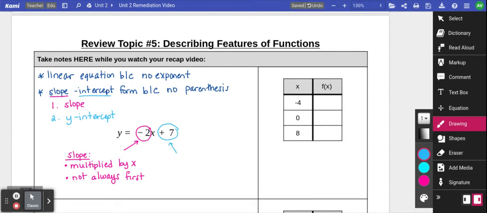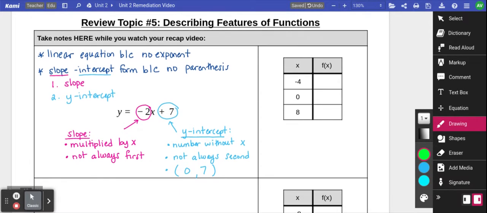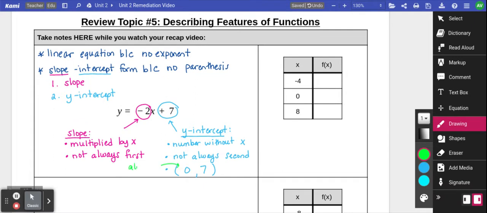Now, in this equation, again, the second number we're going to look for is the y-intercept. And the y-intercept will always be the number that does not have an x. This is not always the second number. It could be the first number. It just depends on the order that the person who wrote the equation decided to go in, but it's always going to be the number that doesn't have an x. Now, when you look at the coordinates on a graph for the y-intercept, the coordinates will always start with 0, and then the number from the equation will be the y value. So when you look at a y-intercept, this first number will always be 0.